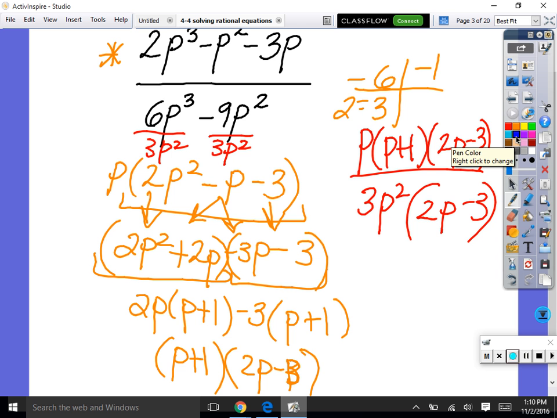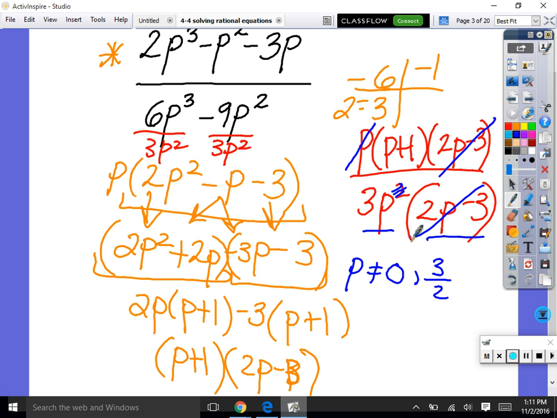Now we've got to restrict our domain. So p cannot equal 0 for that piece and 3 for this piece. Okay, now we can divide out exact factors. P on top, p on bottom. So that becomes a 3p on bottom, right? P minus 3 and p minus 3. So our answer is p plus 1 over 3p.